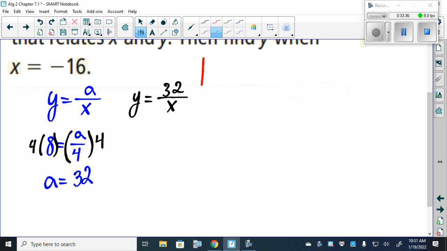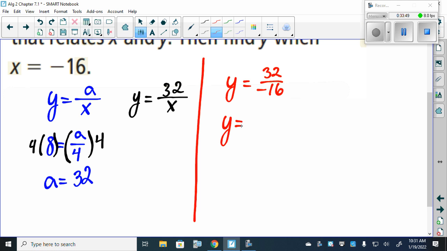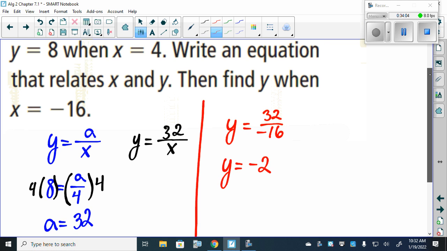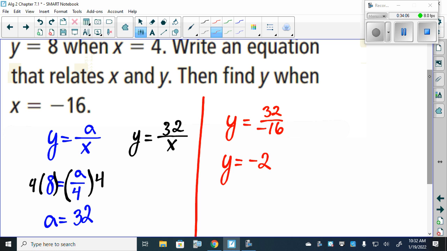Now, we want to find out what the value of y is when x is negative 16. So we can say y is equal to 32 divided by negative 16. Y is going to be negative 2. And that is it. Any other questions on this here?